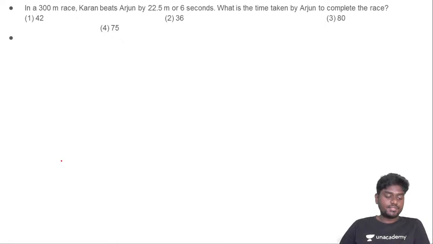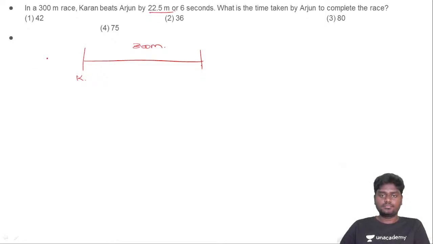In a 300-meter race, Karan beats Arjun by 22.5 meters or 6 seconds. What is the time taken by Arjun to complete the race? That's your question. Listen very carefully, guys. Let's say this is a race path, and the total distance is 300 meters. Karan is here, and he beats Arjun by 22.5 meters, which means you need to find the time taken by Arjun to complete the race.